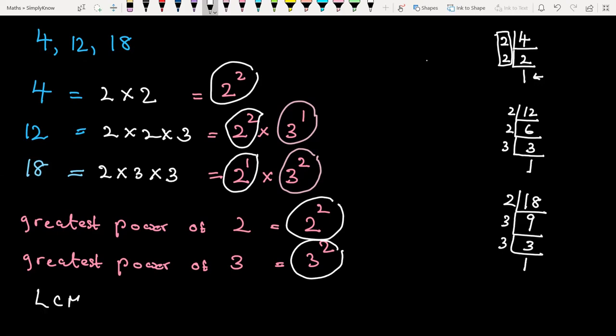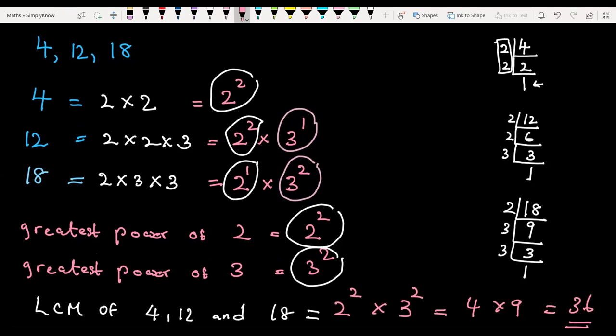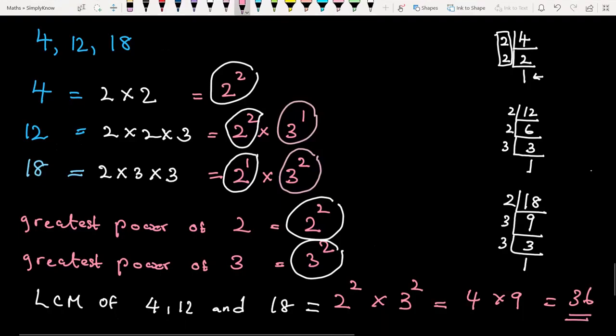So LCM of 4, 12 and 18 is 2 to the power 2 times 3 to the power 2. 2 to the power 2 is 4. 3 to the power 2 is 9. So 4 times 9 is 36. So our answer is 36. The LCM of 4, 12 and 18 is 36. So 36 is the smallest number which is divisible by 4, 12 and 18.